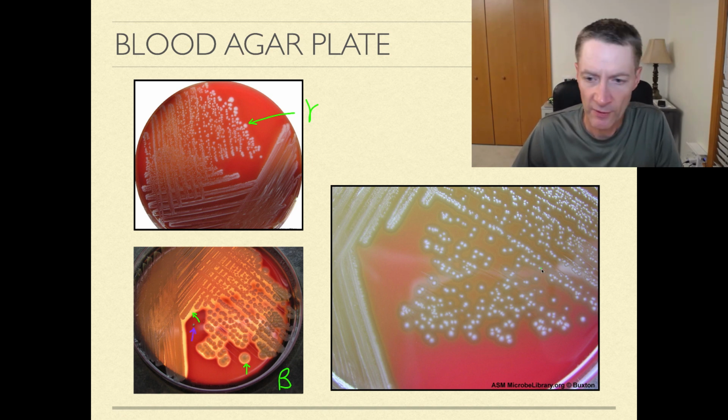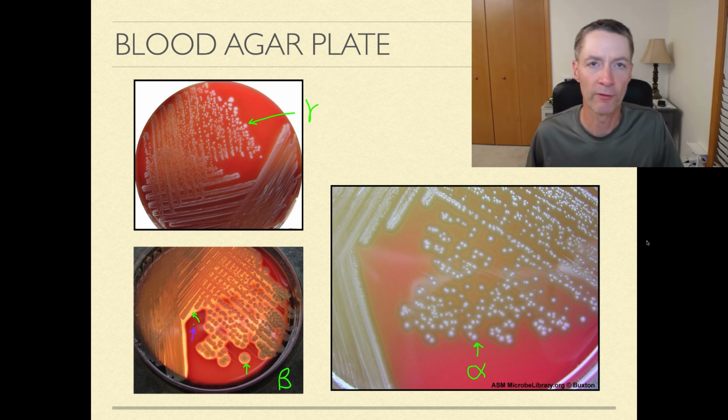All right, lastly, let's look at this one. We have some greenish halos here. Well, this would be a good example of the alpha hemolysis that we're talking about, this partial halo, this partial breakdown of the red blood cells.